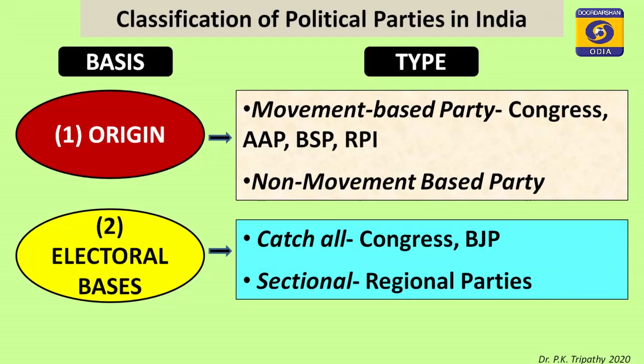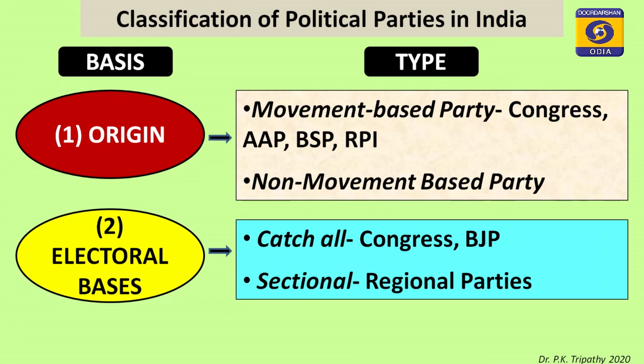Everybody knows that the history of the Congress party, the grand old political party of India, originated along with the freedom movement. So Congress is the best example of a movement based party, and recently you find the Aam Aadmi Party, which originated in 2012 on the basis of the Anna movement, the movement against corruption.